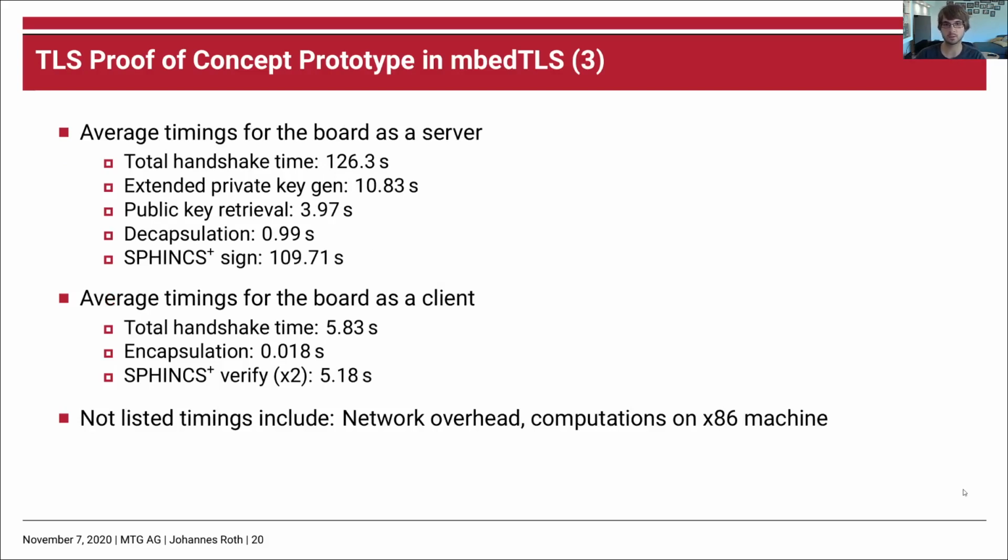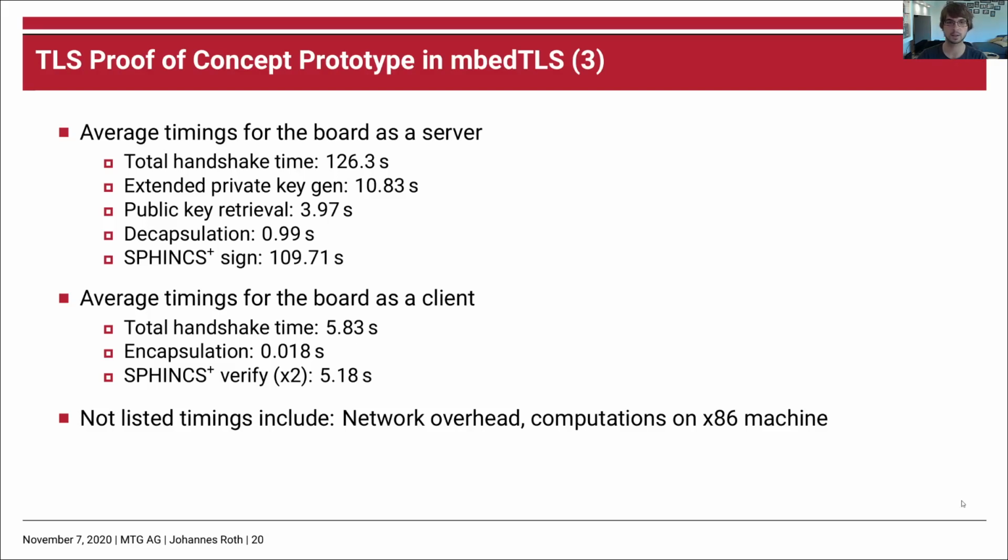First, the average timings for the board as a server. The total handshake time is 126.3 seconds, which is actually very long for a TLS handshake. But note that the Sphincs+ signature generation takes around 109 seconds. So the majority of the time is spent on the Sphincs+ operation. And the Classic McEliece operations are made up of the extended private key generation, nearly 11 seconds, the public key retrieval around 4 seconds, and the decapsulation around 1 second.